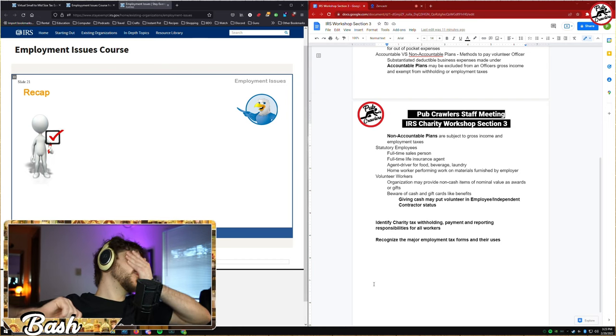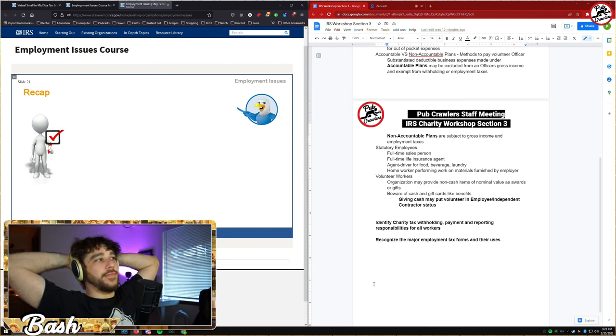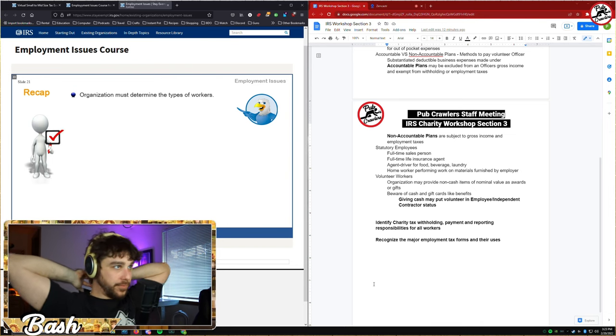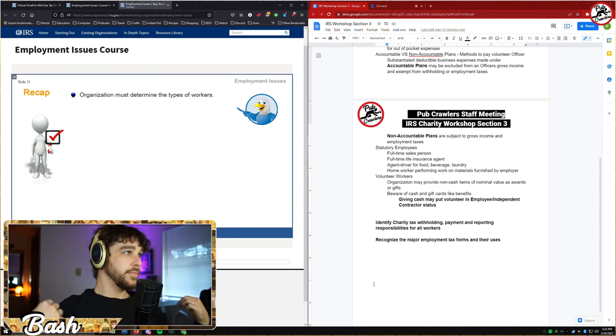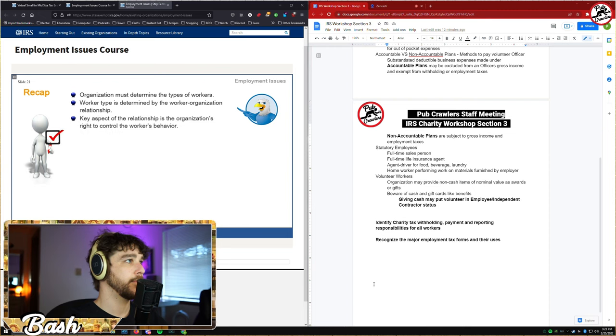So far, we saw that different types of workers require different types of treatment under the Internal Revenue Code, and that your organization must determine what types of workers it has: employees, independent contractors, or volunteers. We also saw that the key to classifying these workers is to understand that each type is characterized by its relationship with the organization. I pointed out that the key aspect of the worker-organization relationship is whether the 501c3 has the right to direct and control the worker, or does the worker decide how the job will be done. More organizational control over the worker indicates that the worker is an employee, while more worker independence suggests that the worker is an independent contractor.